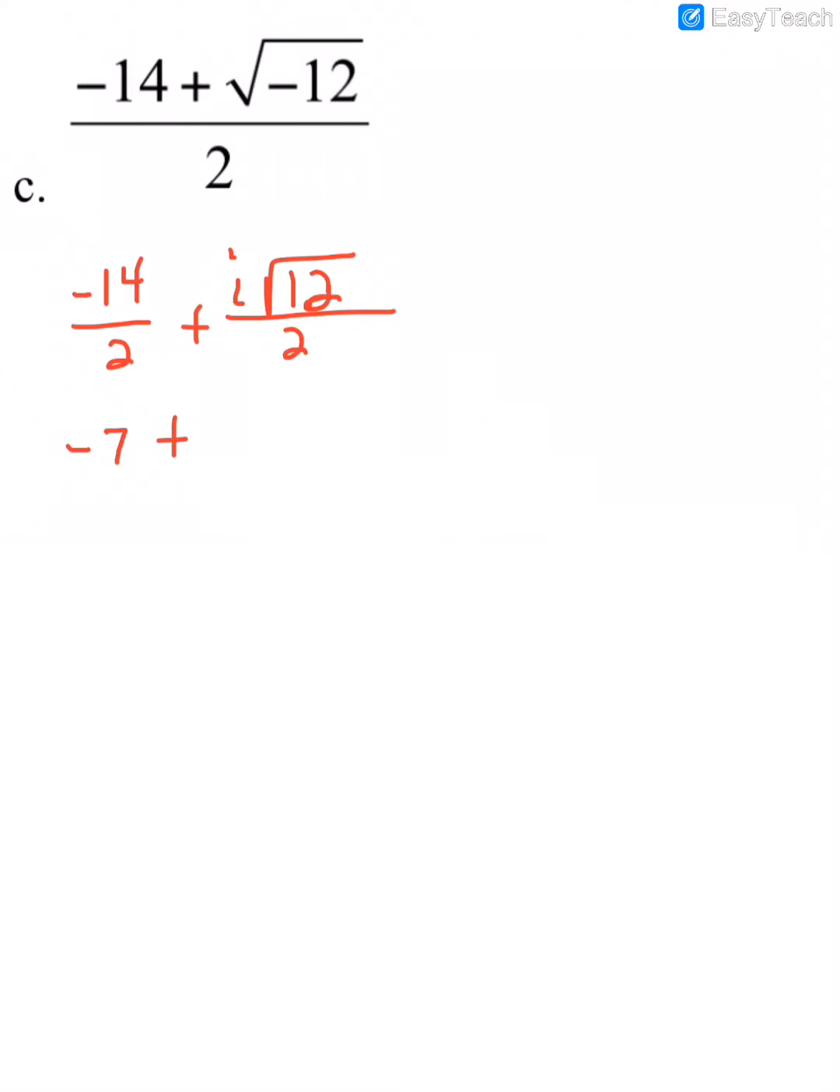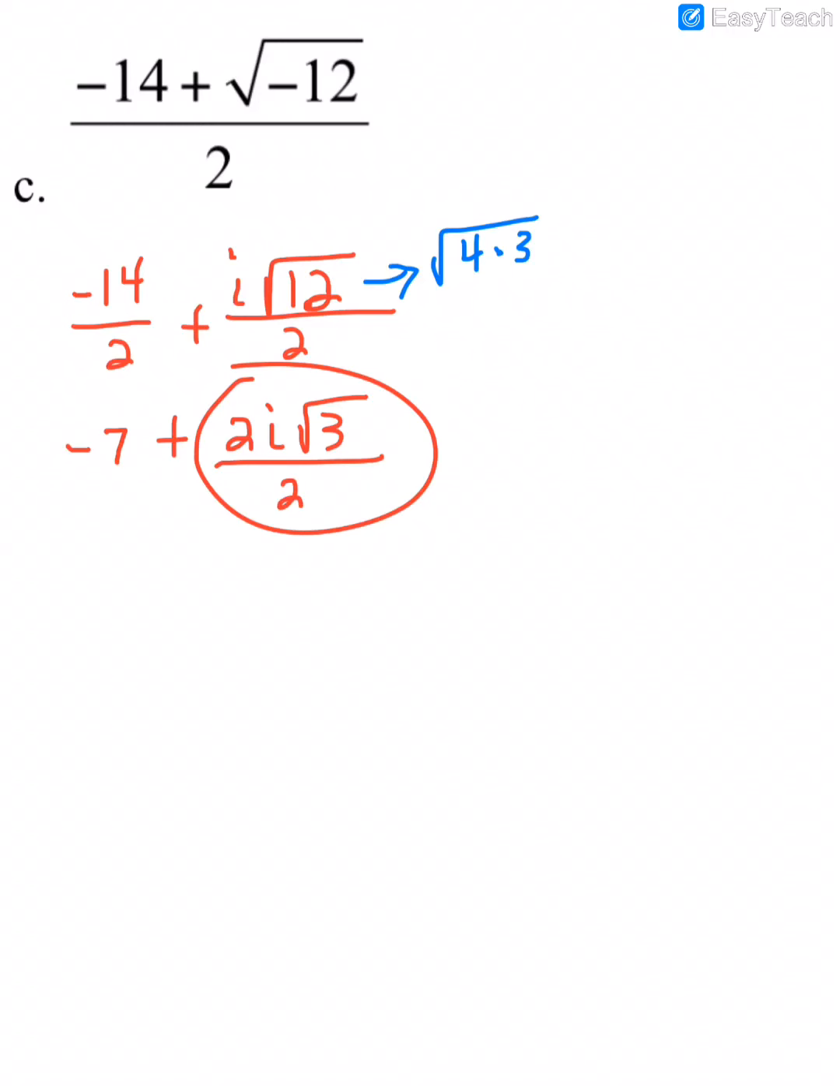plus this 12, we know that 12 is the same thing as the square root of 4 times 3. So the 4 comes out as a 2, so that would be 2i square root 3 over 2. Now, in this fraction, as long as there's no pluses or minuses in between the numbers, we can simplify the fraction. So those 2's will cancel out, and my answer in standard form is negative 7 plus i square root 3.